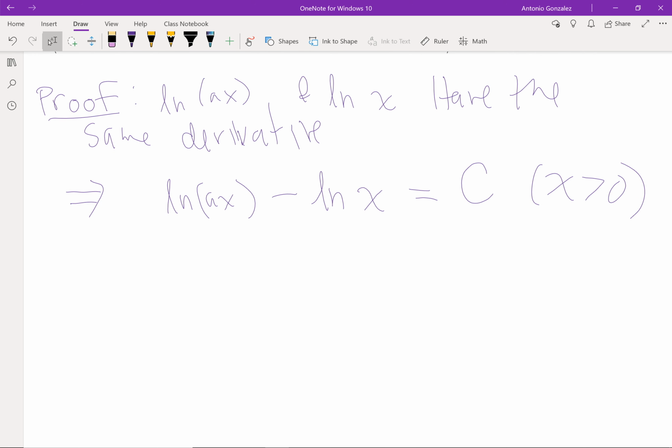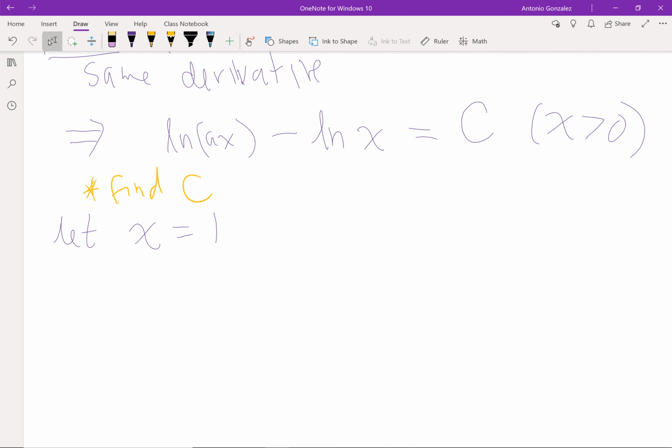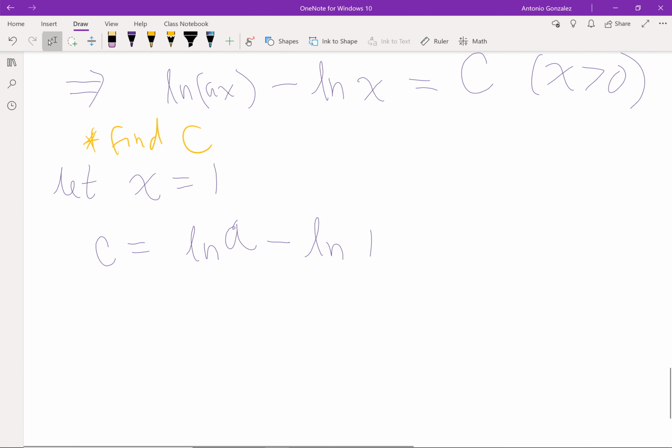Okay. So the next step here, I want to find C. All right, and the way I'm going to do that is I'm going to let x be equal to 1. All right, so that means that here C is equal to the natural log of A minus the natural log of 1, if I let x equal 1. But remember or recall the definition of the logarithmic function.